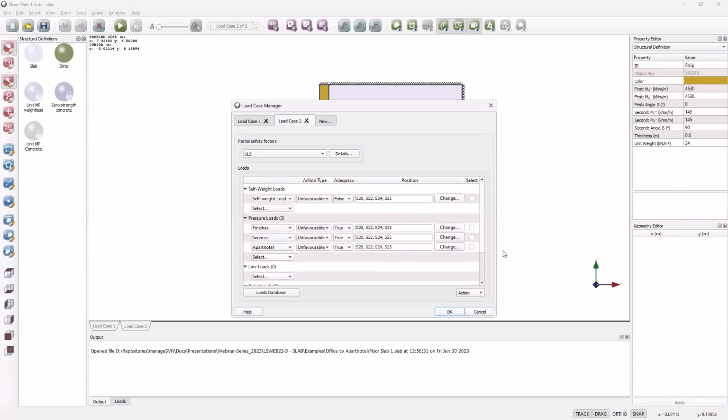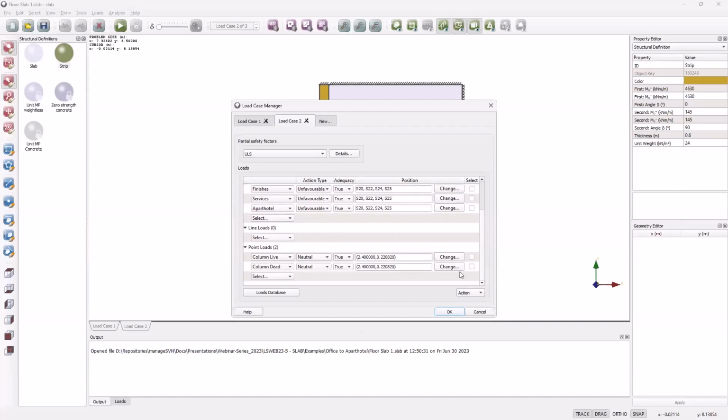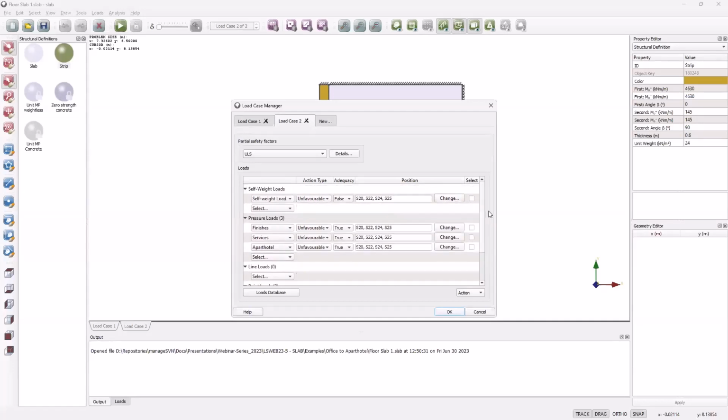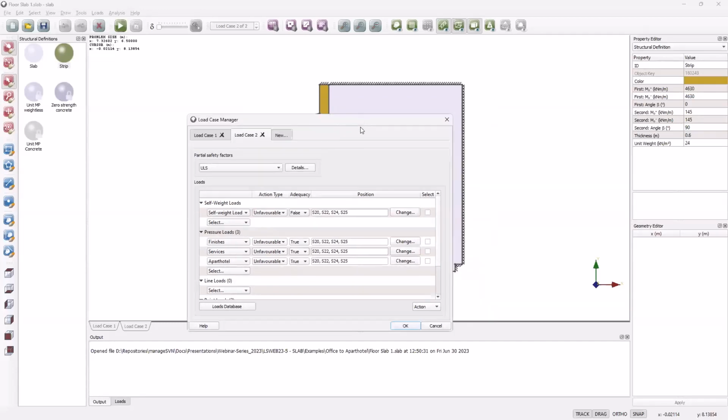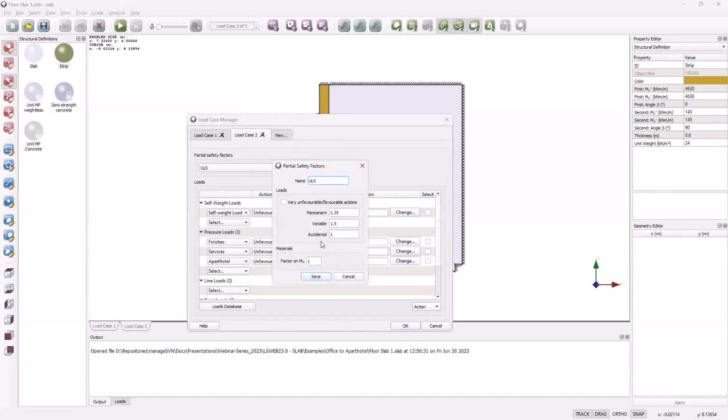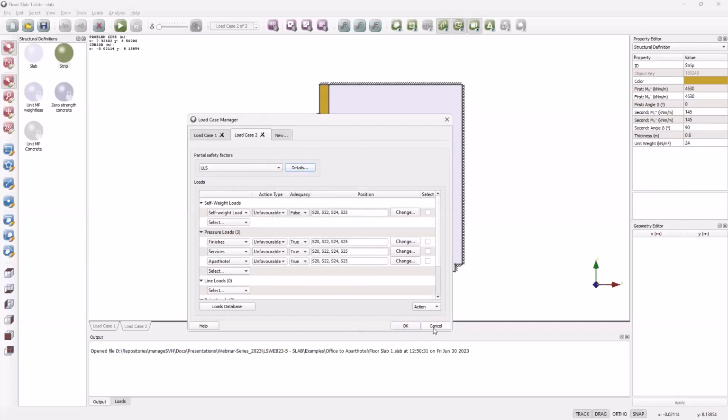In the second load case, we're more interested in the in-service reaction of the slab. So we have things like the finishes, the services, and what we've loosely termed apart hotel loading, as pressure loads, as well as those two column loads from the floor above. And what we can do with the software is solve those two particular load cases and determine whether or not the adequacy factor is above 1 in each of those load cases. We can also see that we've added ULS partial safety factors into our problem.